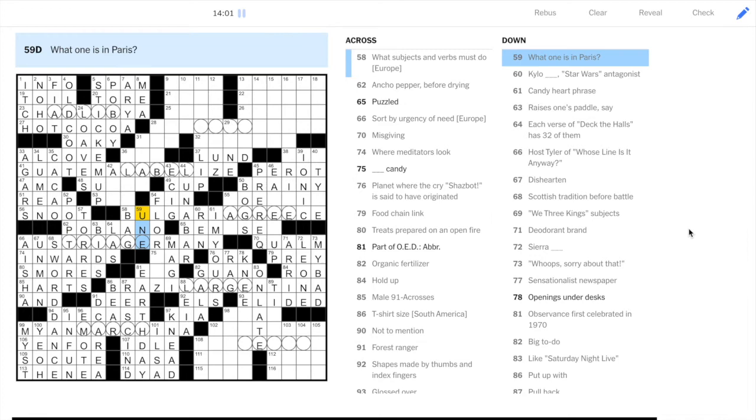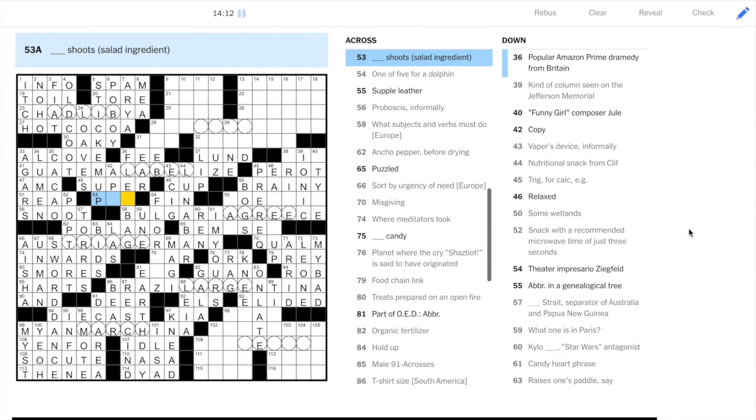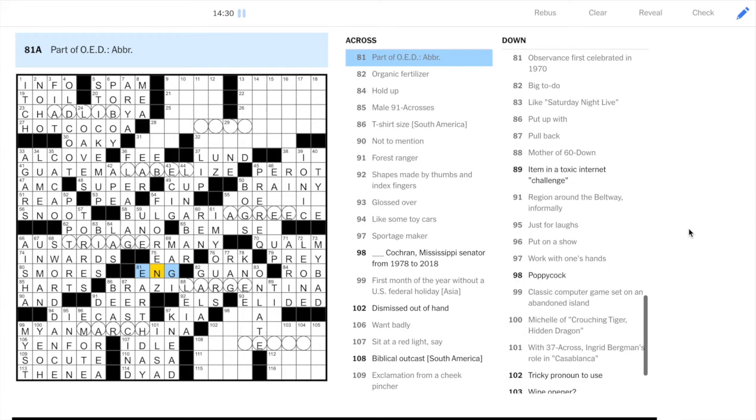Charge for admission, fee. Beyond great, super, pea shoot. So I guess there is an Amazon Prime show called Fleabag. Ear candy, okay, so like pop music. And then the Oxford English Dictionary. That works. We have a musical key.